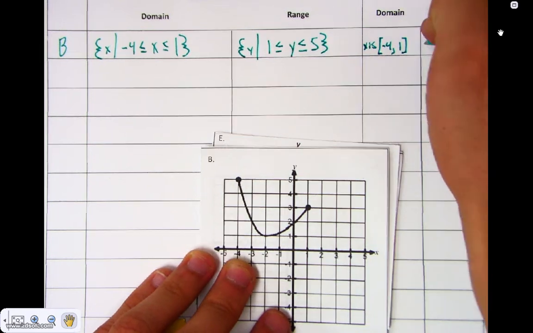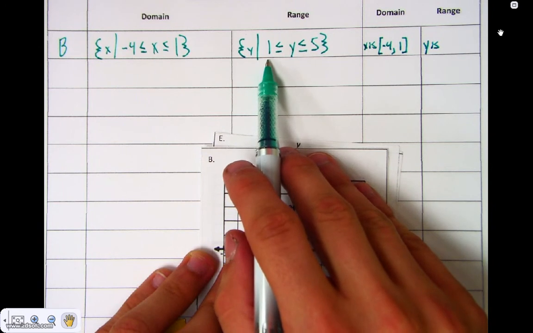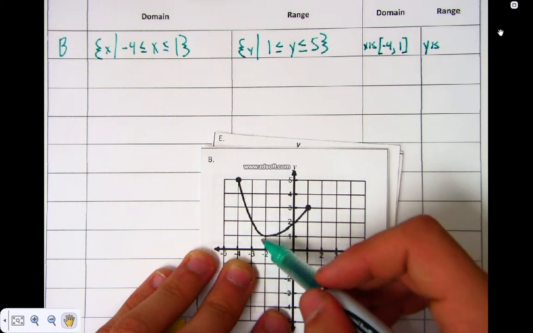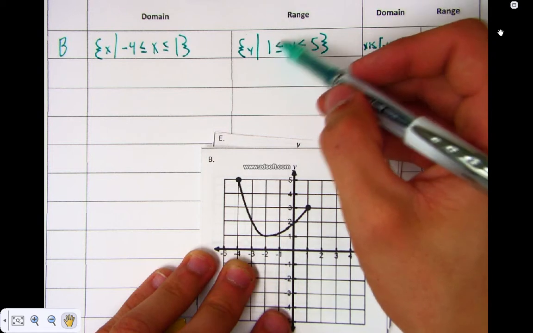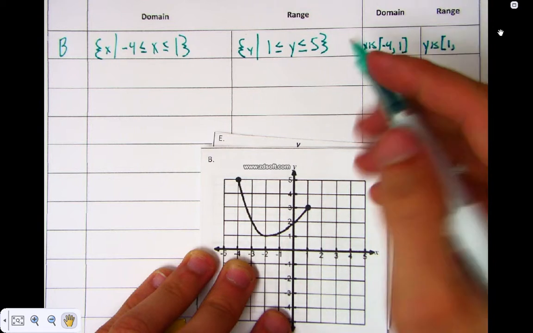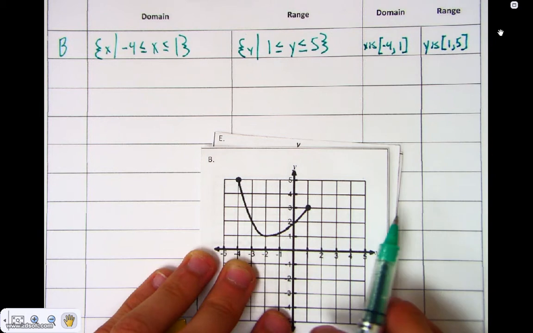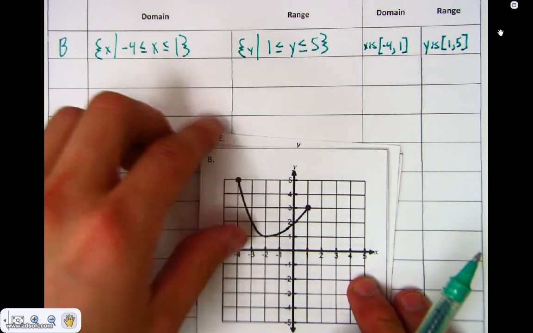Okay? So here's y for the range. Now I go from 1, which is a bracket. Notice, closed, less than or equal to, bracket, 1, comma, and then it's going to max out at 5. Still bracket. Alright, so that's how you do that. There's one graph.